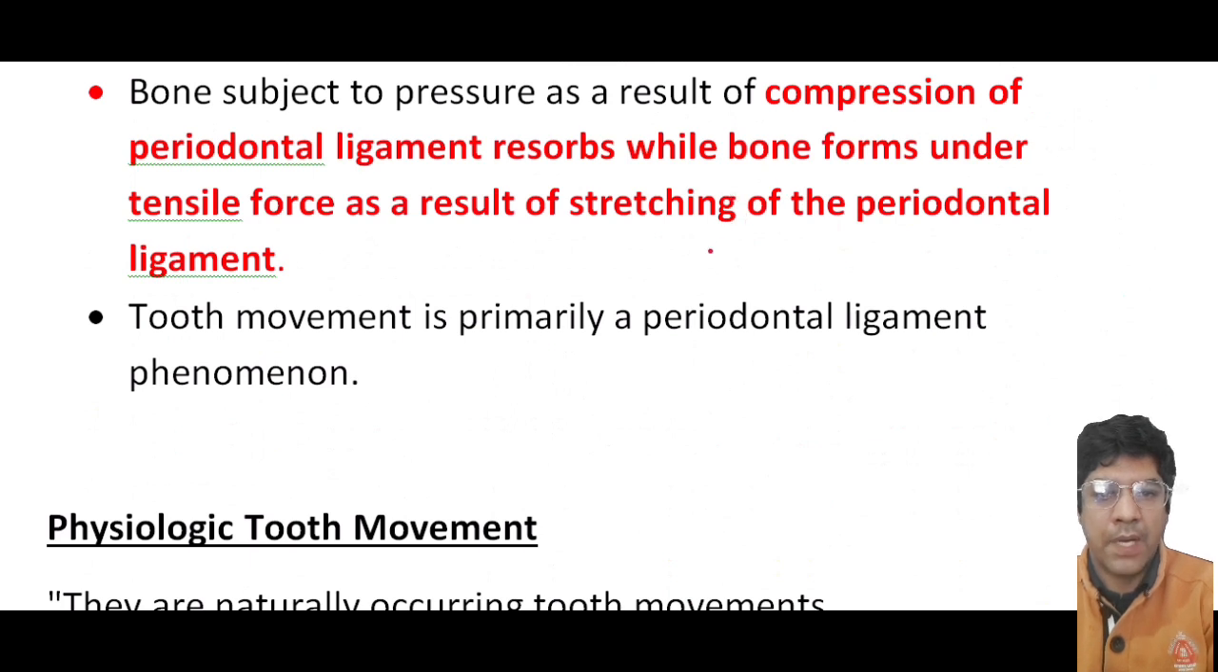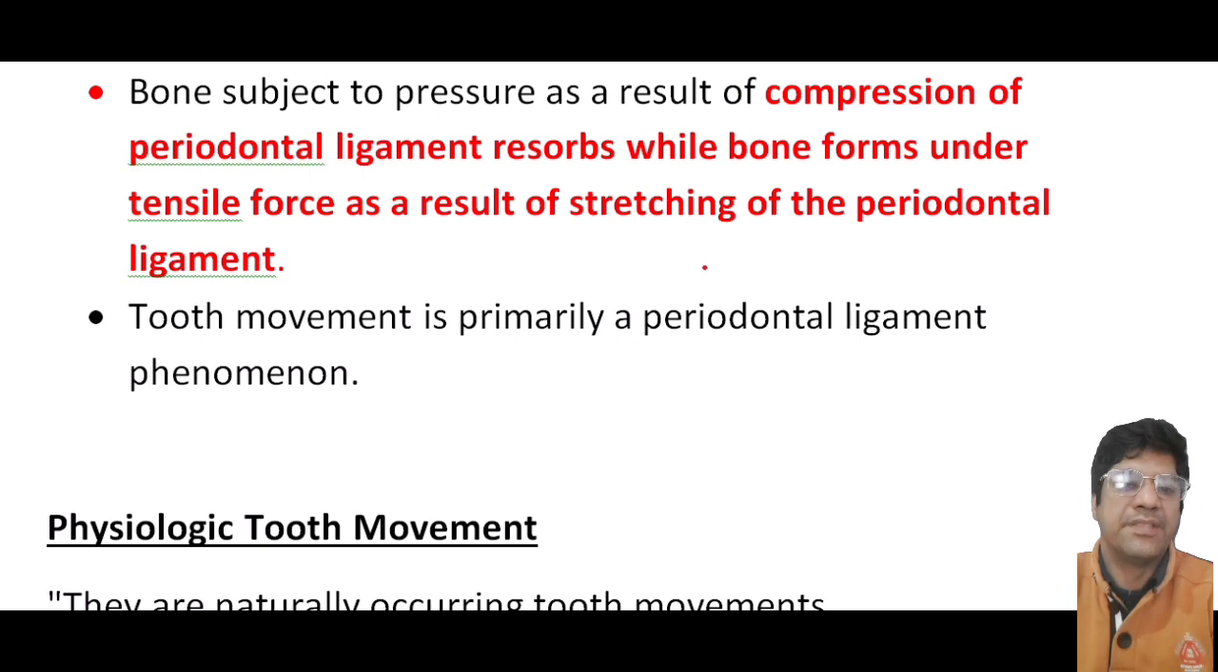So when you apply pressure on one side of the tooth, the ligament gets compressed. This compression signals the bone to resorb, allowing the tooth to move in that direction. While on the other side, where tension occurs due to the stretching of the ligament, new bone formation takes place.